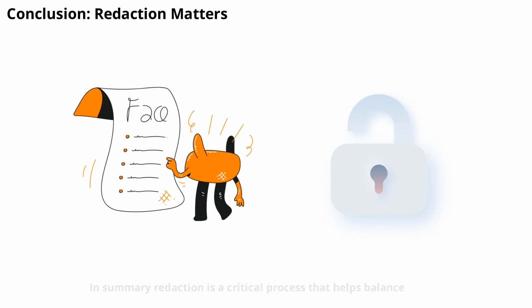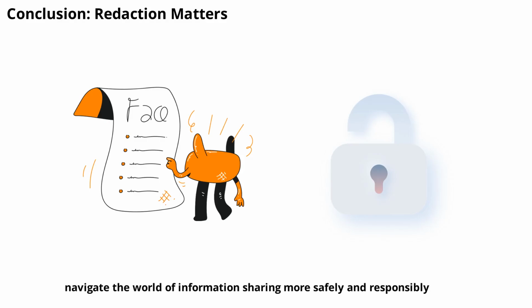In summary, redaction is a critical process that helps balance transparency with the need to protect sensitive information. Whether you're dealing with legal files, government reports, or business documents, understanding how and why redaction is used can help you navigate the world of information sharing more safely and responsibly.